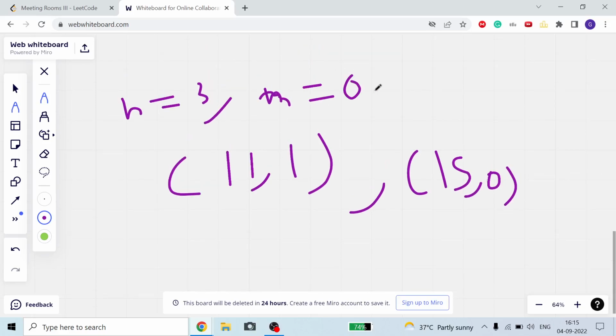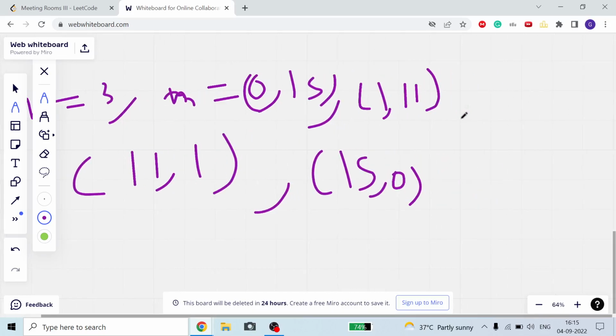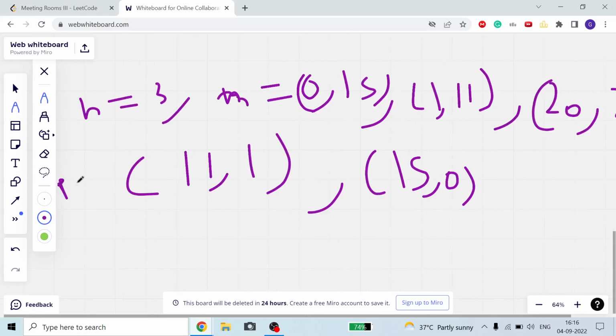Meetings are, suppose at time 0 a meeting will come that will last till 15, at time 1 a meeting will come that will last till 11, then a meeting will come at 20 that will last till 25. Suppose I have these three meetings, so this is my queue. Initially everything is 0 comma 0 in my queue, and the second room is 0 comma 1. So this is my priority queue initially.